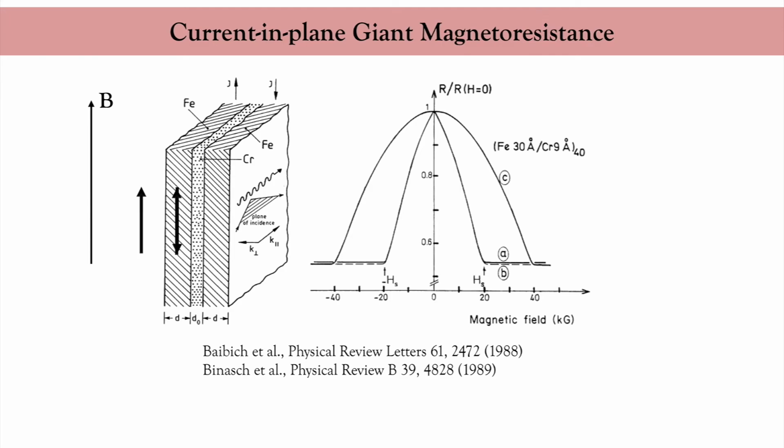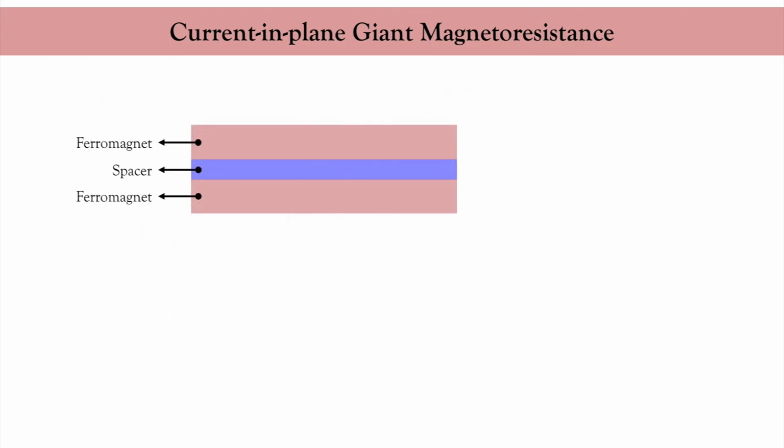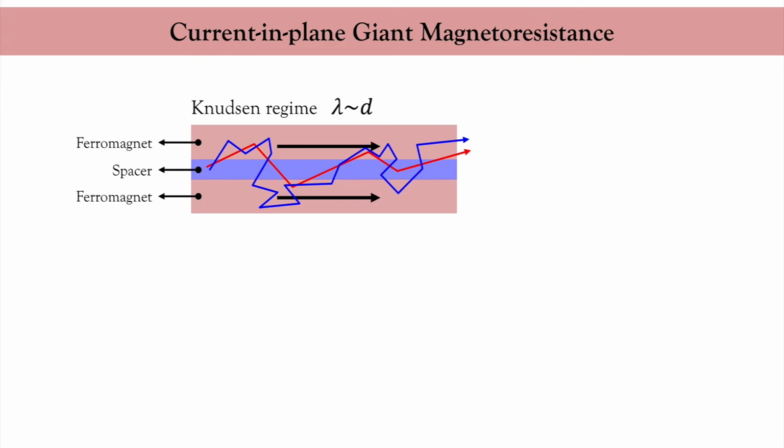Now let's use our knowledge on spin transport to understand what's happening. The typical system is represented here. I have two ferromagnets separated by a thin spacer. I'd consider the Knudsen regime, where the size of the system is comparable to the mean-free path. If the two magnetizations are parallel to each other, the up electrons are weakly scattered in both ferromagnets, whereas the down electrons are strongly scattered. Therefore, the total conductivity is dominated by the up electrons.